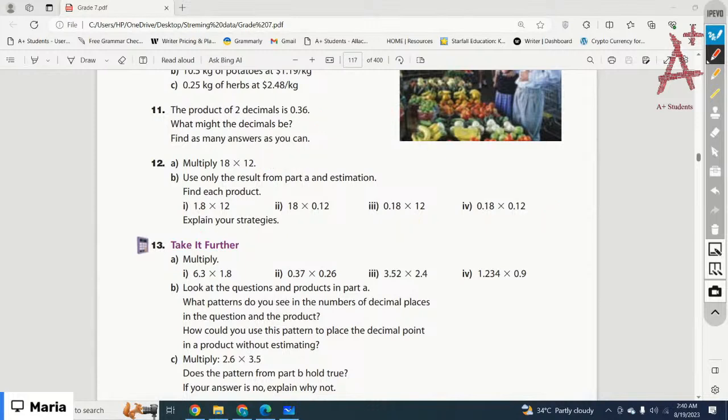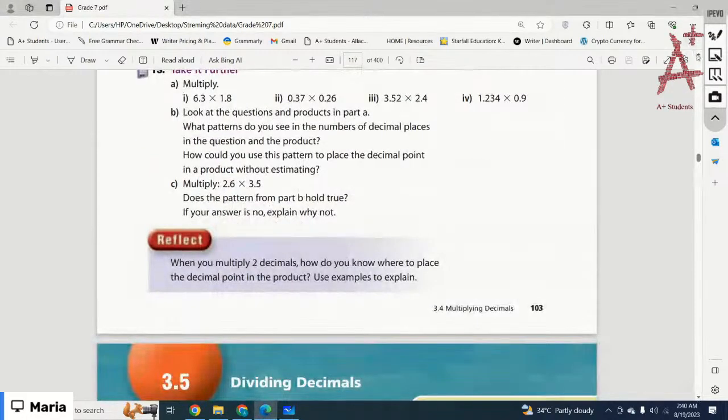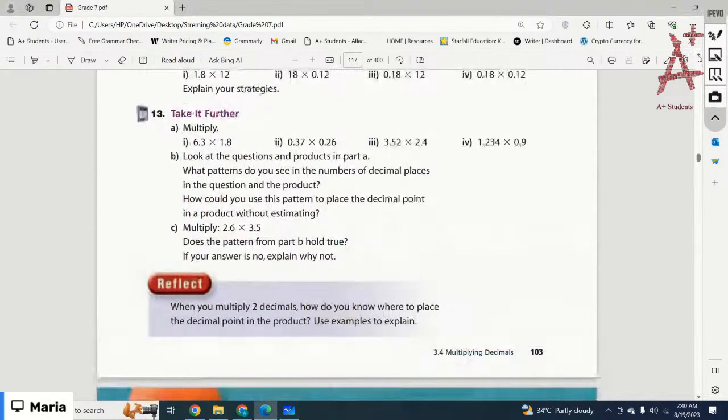Okay, let's just start with question number 13. Multiply 6.3 times 1.8, 0.37 times 0.26. Look at the questions and products in part A. What pattern do you see in the numbers of decimal places in questions and products? How could you use the pattern to place the decimal point in the product without estimating? Right? So let's just multiply them using the calculator, then we'll see the pattern.